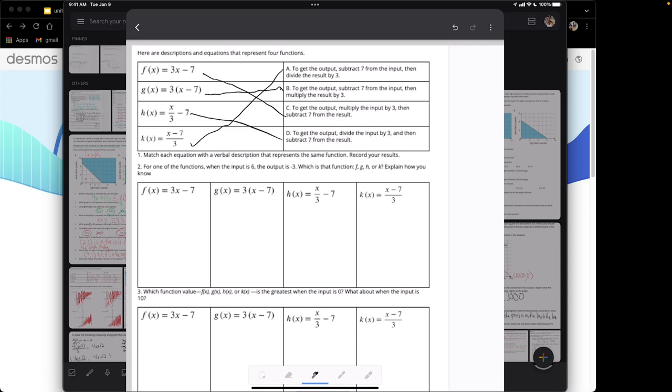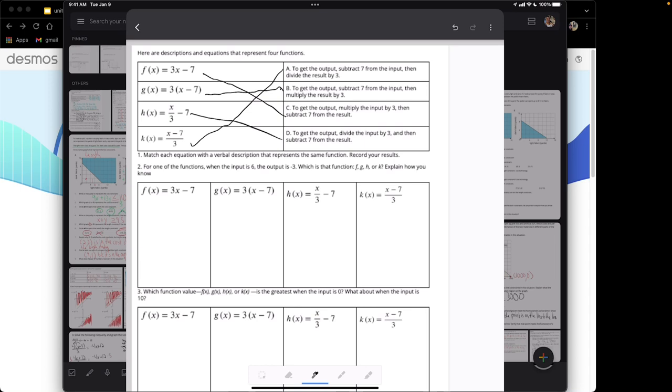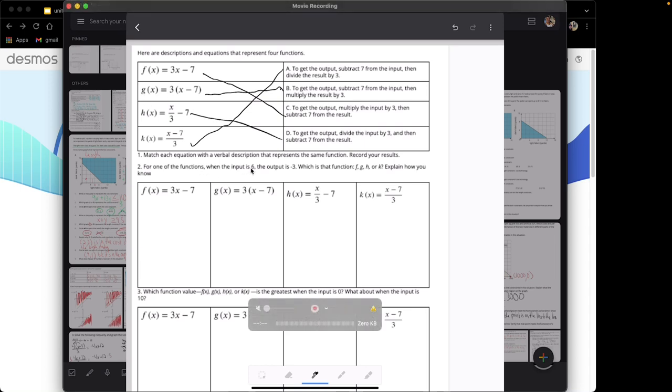Number 2: for one of the functions, when the input is 6, the output is negative 3. Which is that function? F, G, H, or K? Explain how you know. So on one of these functions, what they're saying is if I plug in 6, I should get an answer of negative 3. Let's see which one of these that happens to. So let's start with F. F is 3x minus 7, and I want my input to be 6. So that means I need to plug in 6.